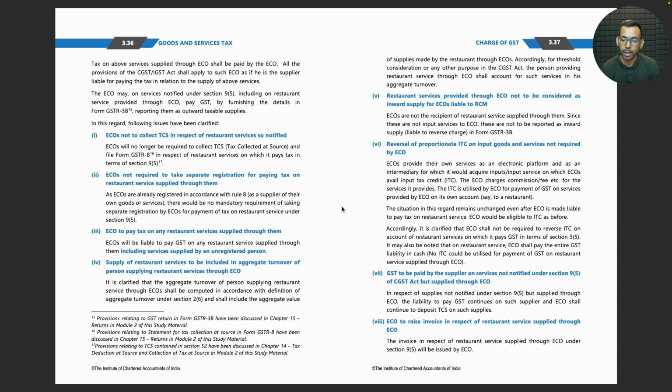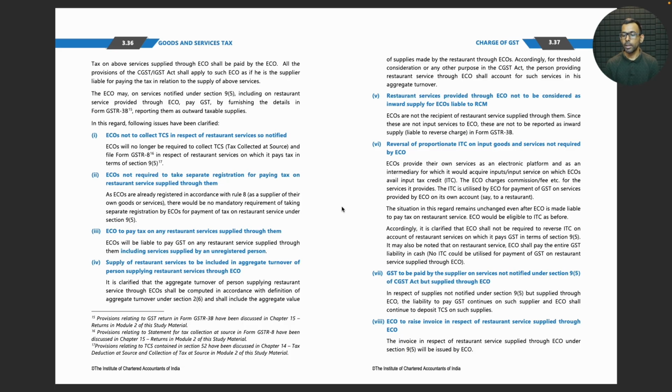Accordingly, it is clarified that ECO shall not be required to reverse ITC on account of restaurant services on which it pays GST in terms of Section 9 subsection 5. It may also be noted that on restaurant service, ECO shall pay the entire GST liability in cash. No ITC could be utilized for payment of GST on restaurant service supplied through ECO.